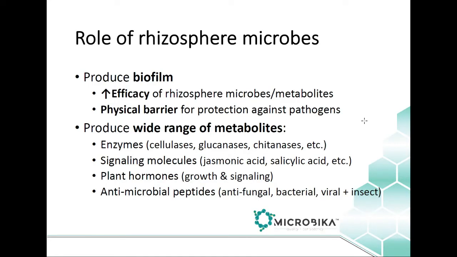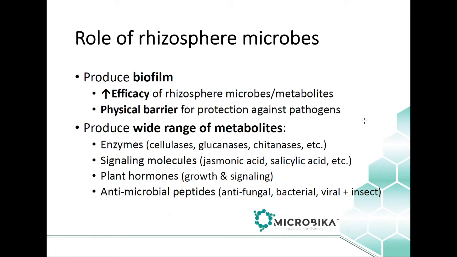So, the role of rhizosphere microbes. First of all, the moment microbes establish in the rhizosphere, they start producing a biofilm. The biofilm is there to create a concentration of microbes, but also of metabolites, so it impacts the efficacy of those rhizosphere microbes. That biofilm concentrates the microbes and the metabolites in the rhizosphere to get better efficacy, but it's also a physical barrier. So the moment the biofilm has been established, it is the first line of defense against pathogens in the soil.